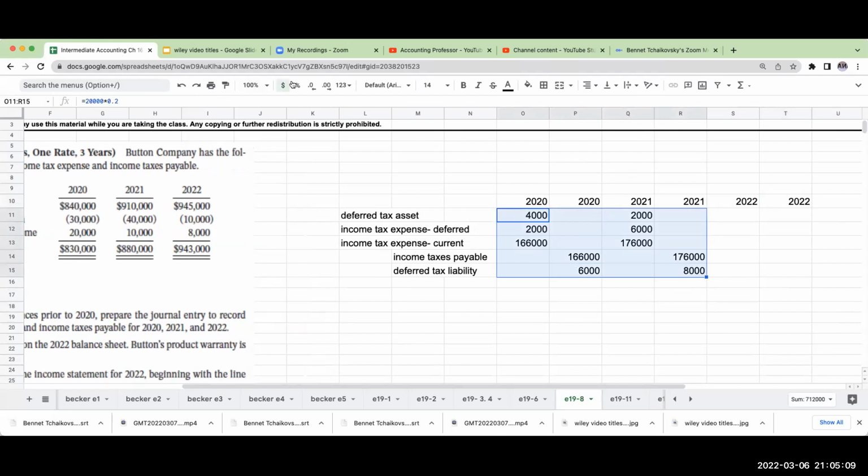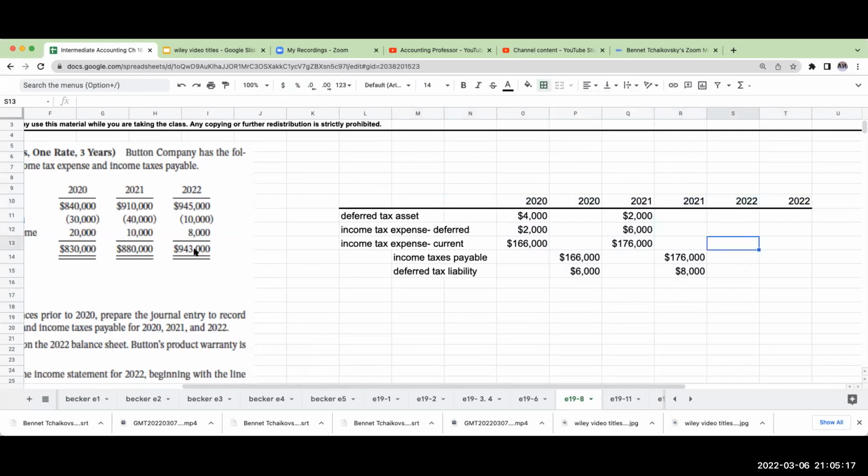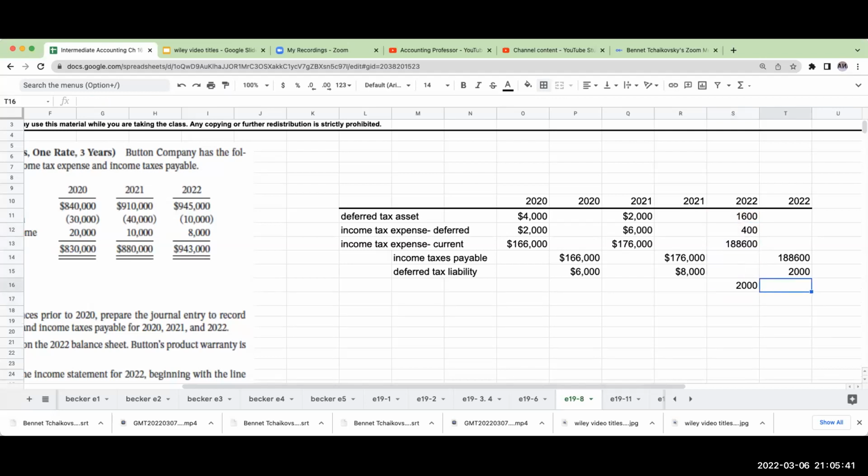For 2022, we're going to do the same thing. 943,000 times 0.2. Our deferred tax asset is going to be 8,000 times 0.2. Our deferred tax liability is going to be 10,000 times 0.2, or 2,000. To balance, we're going to have an income tax expense deferred of 400. So I've balanced, and we're good to go with this one.